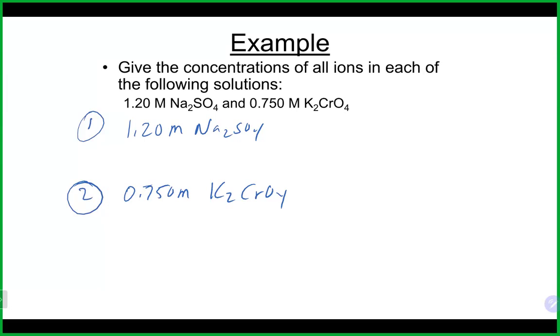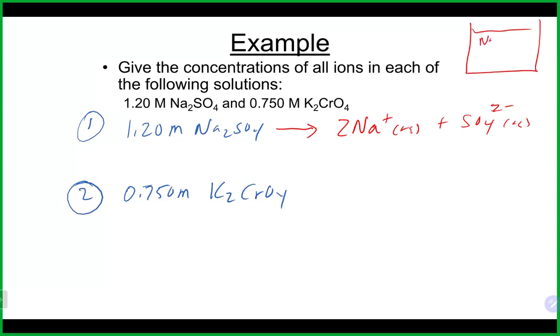For these solutions, we want to make sure we understand how they break apart. We've actually done this one a couple of times up to this point. We have 2 sodiums for every 1 sulfate. And again, that is how it breaks apart. So if you have that solution floating around, for every one of those units you put in there, you get a couple of sodium ions per 1 sulfate ion floating around in that solution.